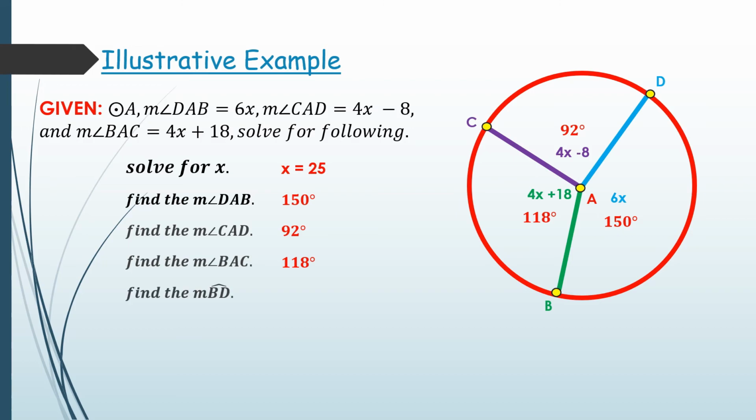We can also find the measure of your missing arc. So let's find the measure of arc BD. Since arc BD is the intercepted arc of angle DAB, then arc BD is equal to 150 degrees. Find the measure of arc CD. Arc CD is the intercepted arc of angle CAD, so therefore the measure of arc CD is 92 degrees. Then arc CB is the arc intercepted by angle CAB, which is 118 degrees, so therefore it is 118 degrees.